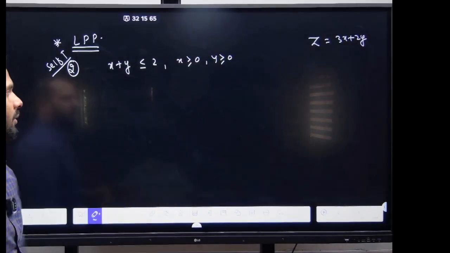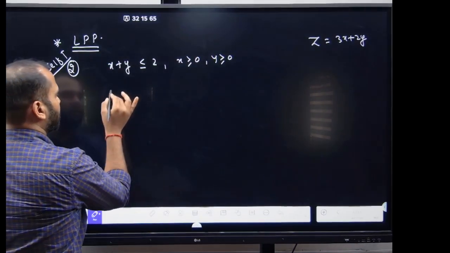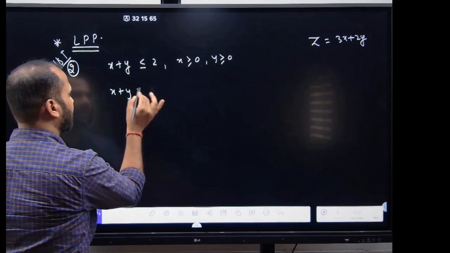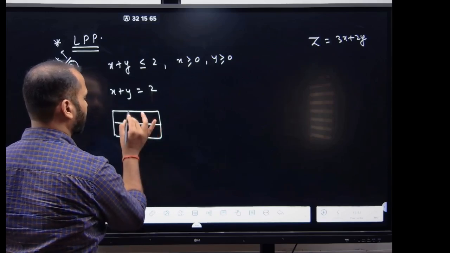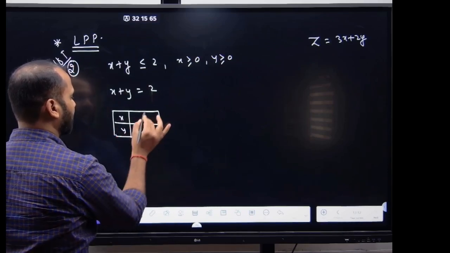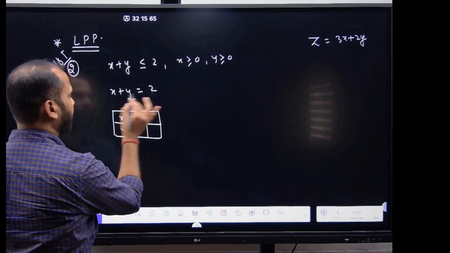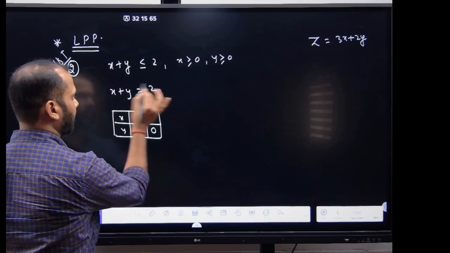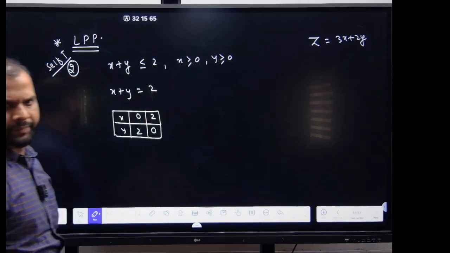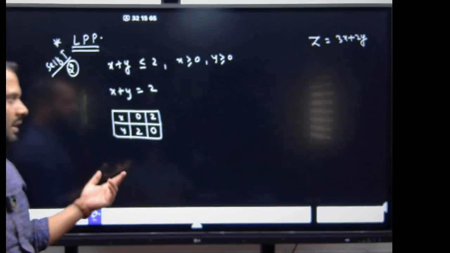So first we will try to calculate the corner points. How to solve this equation? X plus y is equal to 2 I will solve. I will make this type of box. Do you not know this box? X, y. Put x as 0. If you put x as 0, how much will y be? 2. Put y as 0. If y is 0, x is 2. So calculation will be easy. That is why we are putting like this.